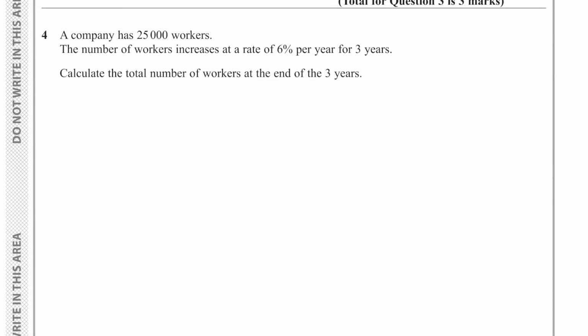Question 4. A company has 25,000 workers. The number of workers increases at a rate of 6% per year for 3 years. Calculate the number of workers at the end of 3 years. So it's like a compound interest question. We're adding on 6%. So after each year, we're going to get 100% plus 6%. And as a decimal, that's 1.06.